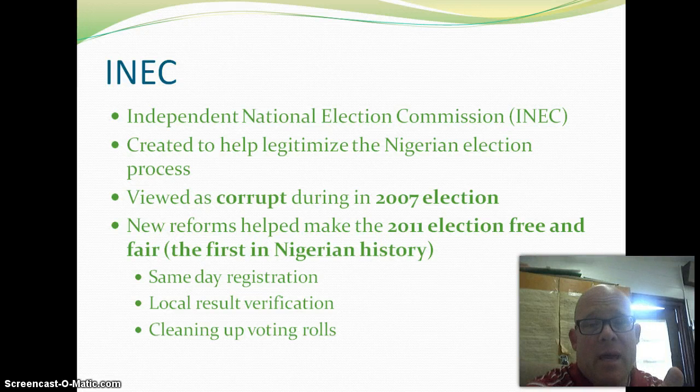But from that point, the positive that comes out of that is that this group, this INEC, has now become very proactive and supported by the government to clean up the election process, to make it more transparent. They've come up with a couple different changes that have made improvements already. The 2011 elections and the most recent presidential elections were both viewed by the international community as free and fair. Changes include same-day registration, local results verification, allowing voters to stay at the polling places while the ballots are being counted, and also cleaning up voting rolls, eliminating people who are not citizens, and some of the bloat that had led to some of those corrupt elections.